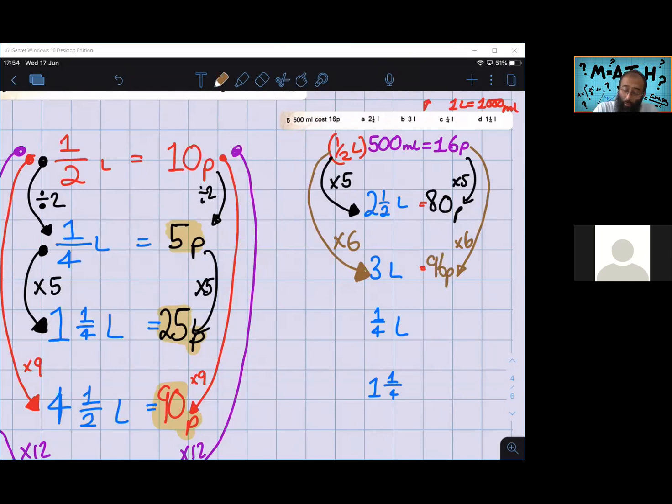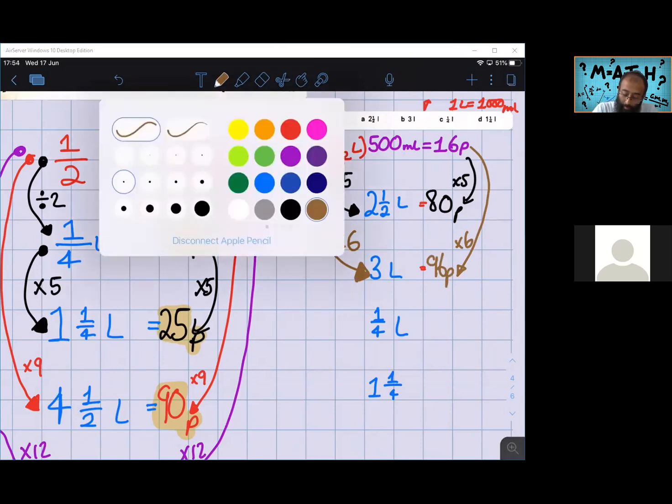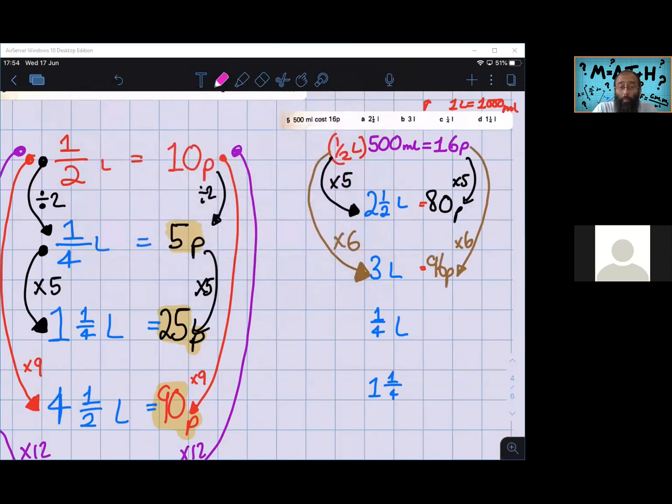I want to get to a quarter of a liter. Where do I start? 1/2. Fantastic. You start from the same place again. Yes, lovely. What do you do? So you divide by 2. Beautiful. Look, there's half a cake. If you divide that into half, you get a quarter of a cake. So you divide that by 2. So 16 divided by 2 is?